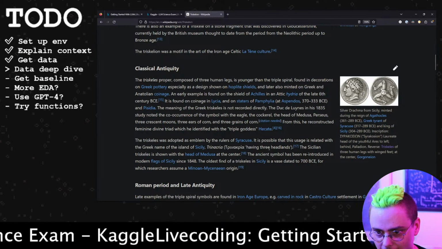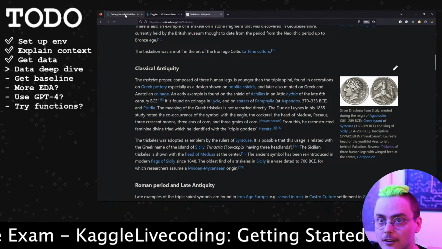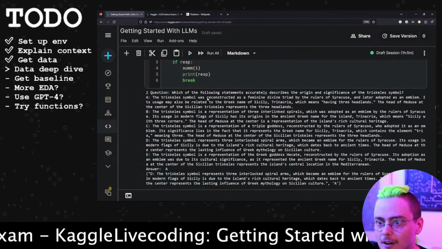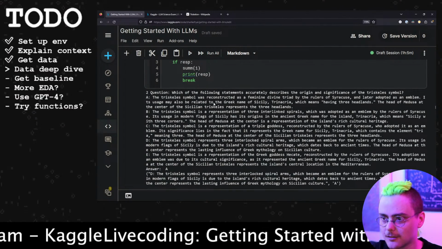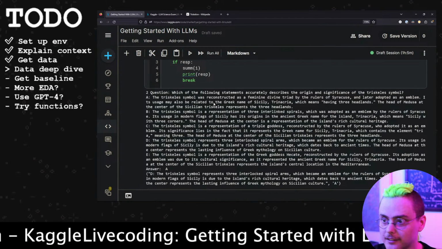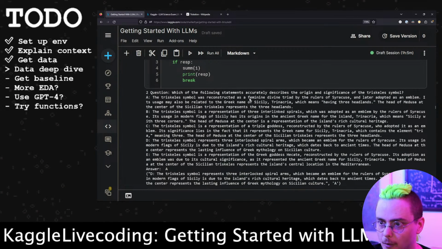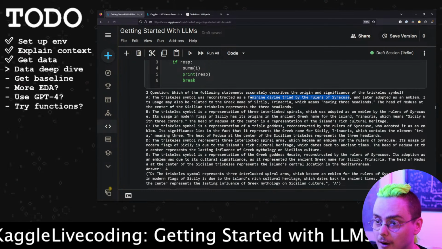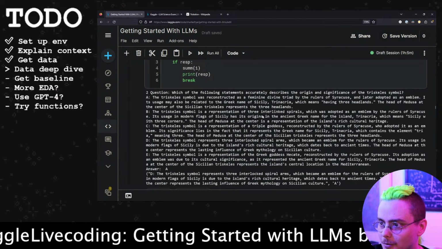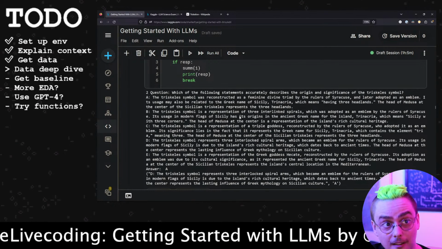So we also see that little bit of headlands. The Sicilian Triskelion is shown with the head of Medusa at the center. So what I'm seeing here actually is that the answers here are pretty messed up, that the correct answer has something incorrect in it. The feminine divine triad by the rulers of Syracuse. So that's incorrect. So the language model didn't use its context correctly in writing this question.